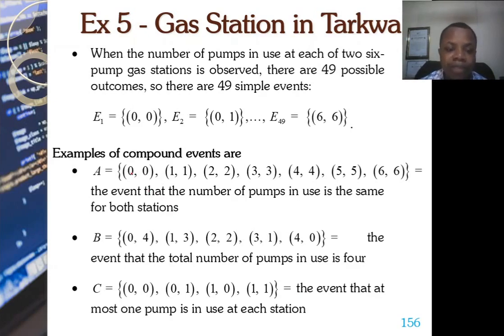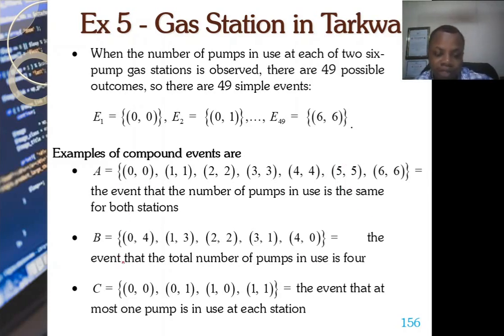And for that to happen, it means that it could be that 0 or no pumps will be used in both pump stations. It could also be that at station 1, 1 pump will be in use, and at station 2, 1 pump. It could also be that 2 pumps will be used at each station, or 3, or 4, or 5, or 6. So this is the only situation where an equal number of pumps will be in use at both stations. And because this event is more than one outcome, it happens to be a compound event.